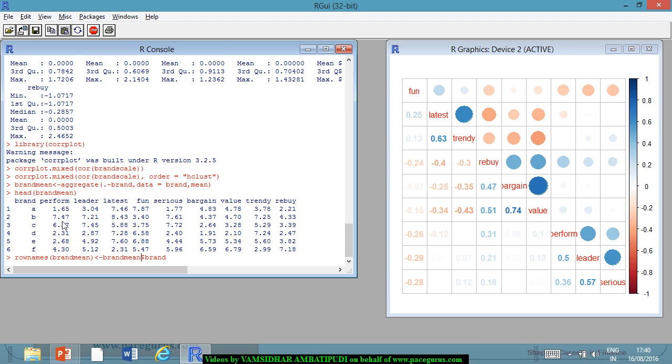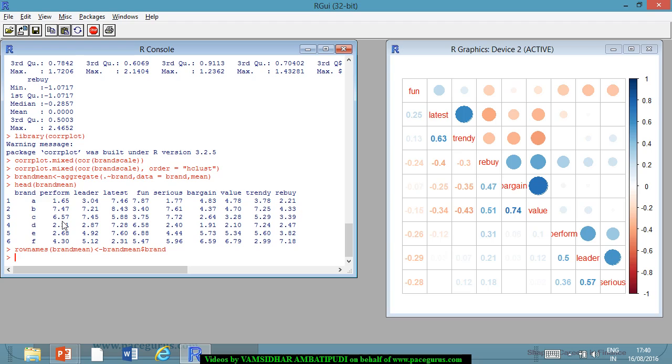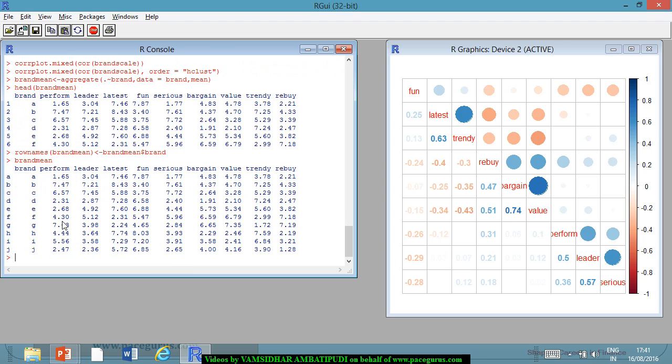So from the brand mean itself, I'll take the brand and set it as the row name. So instead of 1, 2, 3, 4, I'll have A, B, C, D. Now if I want to look at the brand mean, I'll simply get 10 rows, A, B, C, D, E, F, G, H, I, J, and all these are the averages on all these different counts.